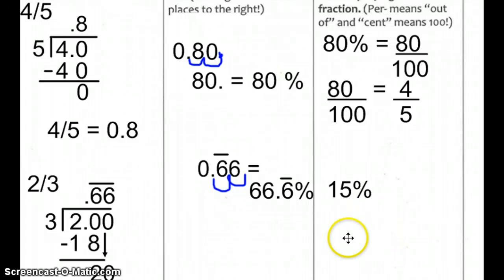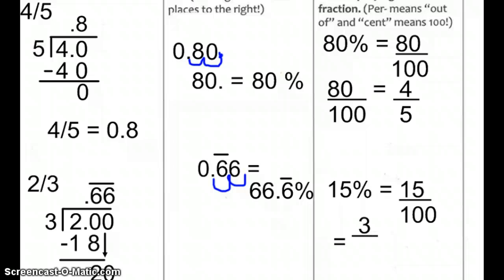Now let's try changing another percent into a fraction. We'll start with the percent 15%. Again, you'll take the number, which is 15, and put it out of 100. Now the only thing left is to reduce our fraction. We need to think of what number is the GCF of 15 and 100. So what number can we divide out of 15 and 100? The number 5 goes into both 15 and 100. 15 divided by 5 is 3, and 100 divided by 5 is 20. So 15% is equal to 3 out of 20.